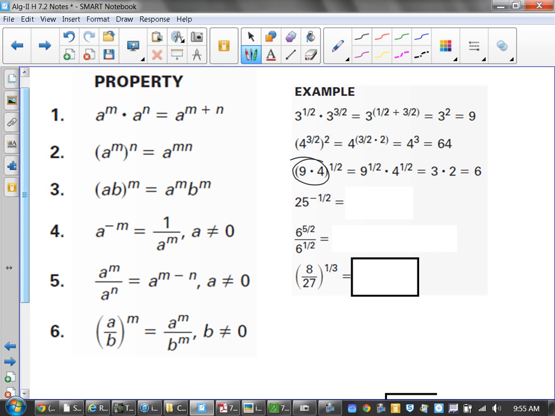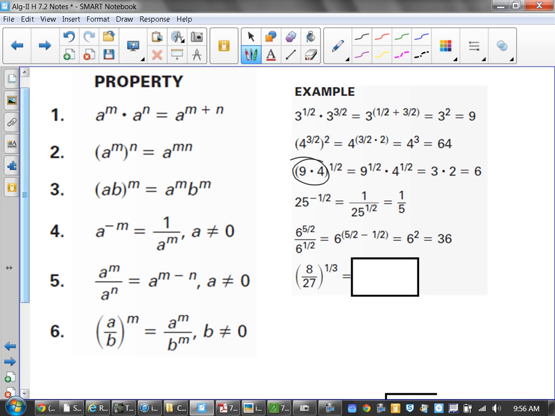Okay? Yes, ma'am? What are the answers to the bottom? The bottom ones? All right. Who wins in a battle war? That's easy. It's 1/5. All right. Who wins in a battle war? 5/2 or 1/2? 5 halves. What's 5 halves minus 1 half? 4 halves. 2. So what's 6 squared? 36.